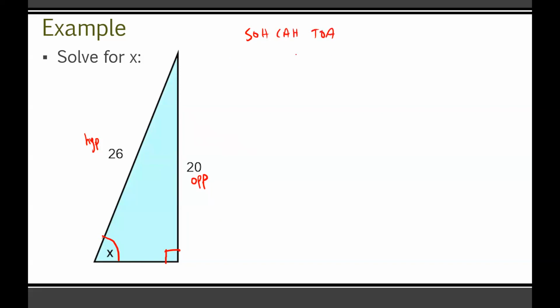SOHCAHTOA. We're looking for something that has opposite and hypotenuse in it. Well, if you look at SOHCAHTOA, you can clearly see that's going to be sine. Sine is opposite over hypotenuse. So here's what we got going on. Since we're going to use sine, let's use our angle here. So it's going to be sine of x equals opposite, which is 20, divided by the hypotenuse, which is 26.